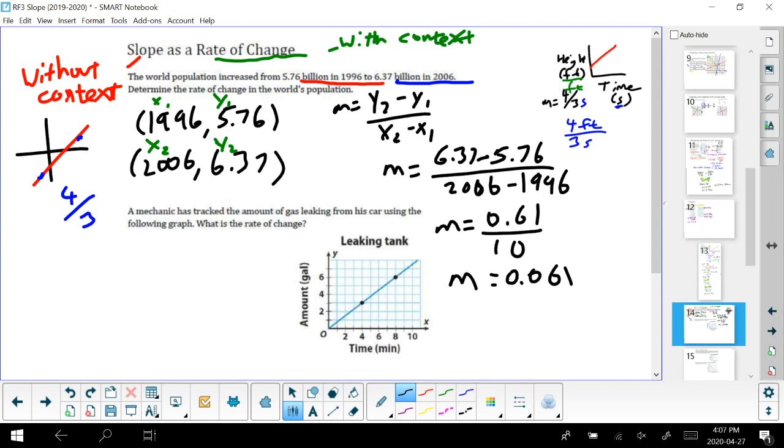Now, as a rate of change, I'm going to go ahead and rewrite that as 0.061 over 1. With that rate of change in mind, we know that the change in your y values, which is really just your population in billions, represents a change of 0.061 billion people per 1 year. So you go up 0.061 billion people per 1 year. That's our rate of change. That's really our slope with context for this problem.